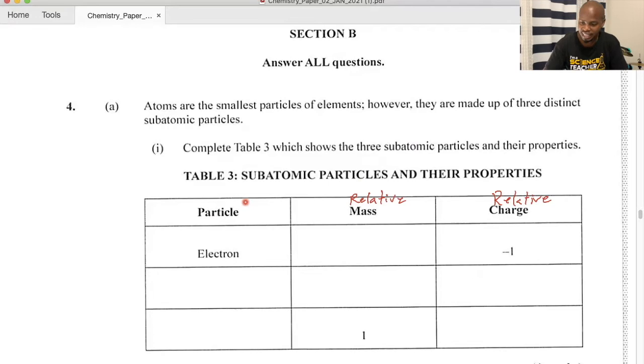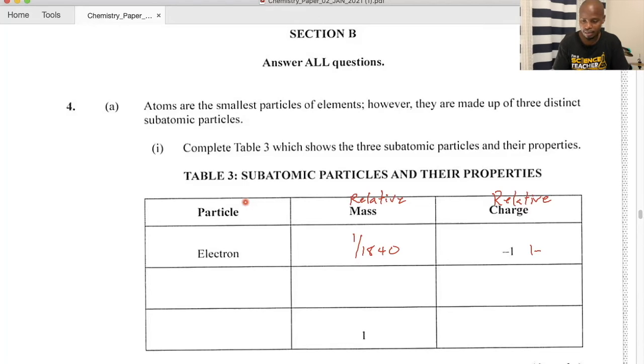So for electron, the relative mass would be 1 over 1840, which will give you 1 over 1836, and the relative charge would be 1 minus. We normally put the number before the sign when we're writing charges, and the sign before the number when we're writing oxidation states. However, we see minus 1 right there, but number precedes sign for charge. So the middle one is blank, that's up to us.